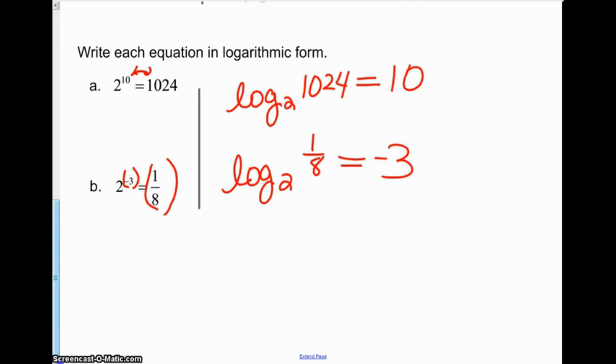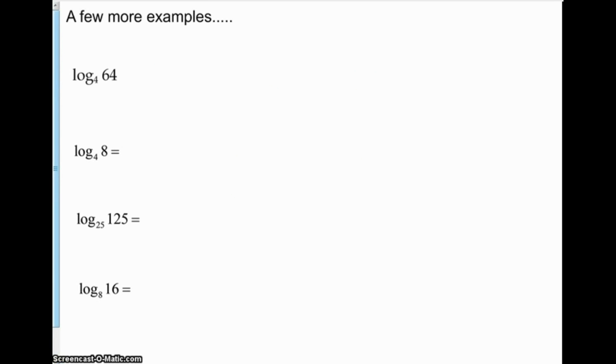Okay, so now we're going to get into what happens when you have log base 4 of 64. Now this is actually saying the directions would be please solve. And actually it's going to be solve, or it's going to be find the value.